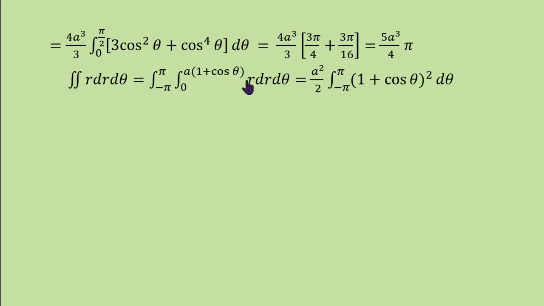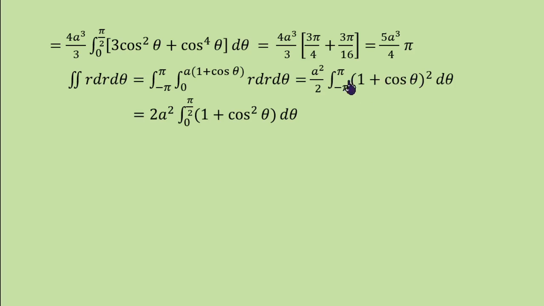Therefore, the integral of r is r square by 2, take 2 outside. The upper limit of r is a into 1 plus cos theta, its square is a square into 1 plus cos theta whole square. A square by 2 is taken outside. By the previous case, here 1 plus cos theta whole square is 1 plus 2 cos theta plus cos square theta.